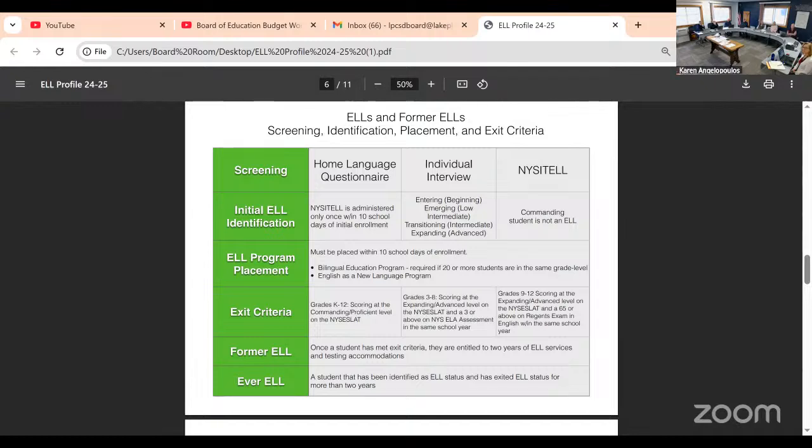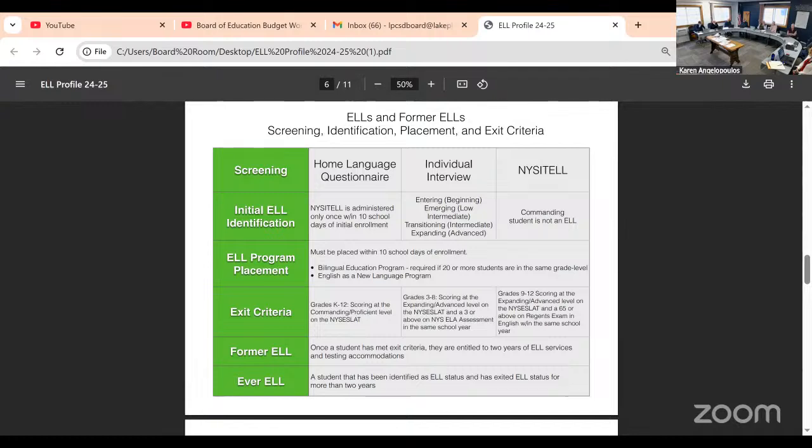And so we go over that with the families as well. And then there's different exit criteria. Each year, when a student is identified as an English language learner, they take the NYSESLAT in the spring. The NYSESLAT looks at reading, writing, speaking, and listening, and tests all those areas. Depending on where the student places, that is how they would eventually be able to no longer be identified as an English language learner.